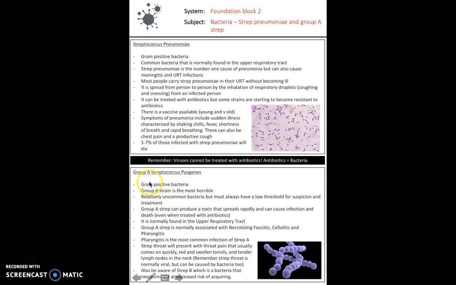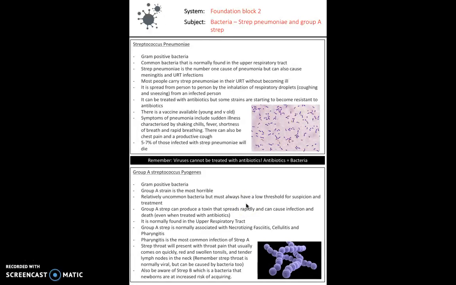The next bacteria is group A Streptococcus pyogenes. So group A strep, we say group A because it's the most horrible, and again this is a gram-positive bacteria. On the other hand, another good one to be aware of is group B strep, which can cause infection in newborns. Group A strep, however, we focus on because it can produce a toxin that spreads really quickly. It can cause infection and even death.